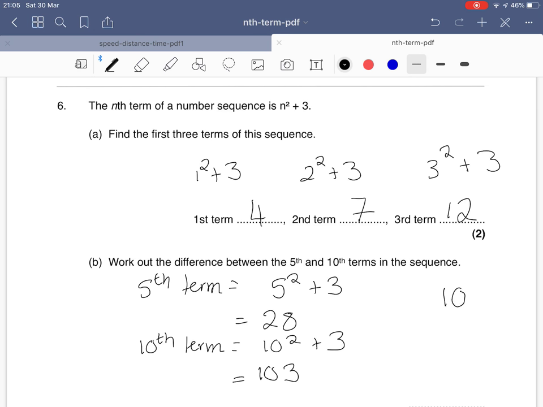All we need to do is take those away now. So we've got 103, take away 28. So we're going to need to borrow for this one. And we're going to need to borrow all the way from the 1. So that becomes nothing. This then will become 10, but we need to borrow from that to make 9, and this becomes 13. So 13 take away 8 is 5, and 9 take away 2 is 7, so the difference is 75.